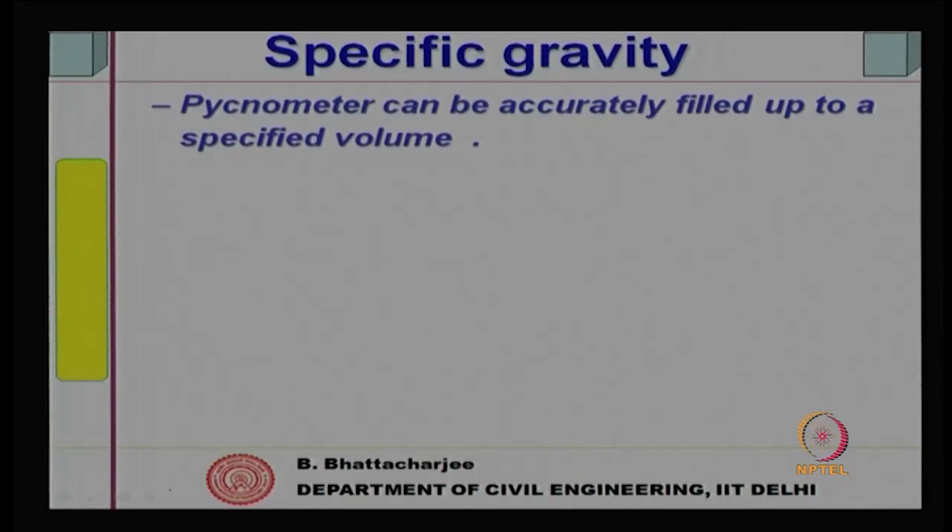Specific gravity. Specific gravity: a pycnometer can be accurately filled up to a specified volume. Supposing I have a bottle or something like that, which I can fill up, I can close it possibly, something like this. I have a seal, a lid is there, and I can fill the water up to some specified volume.